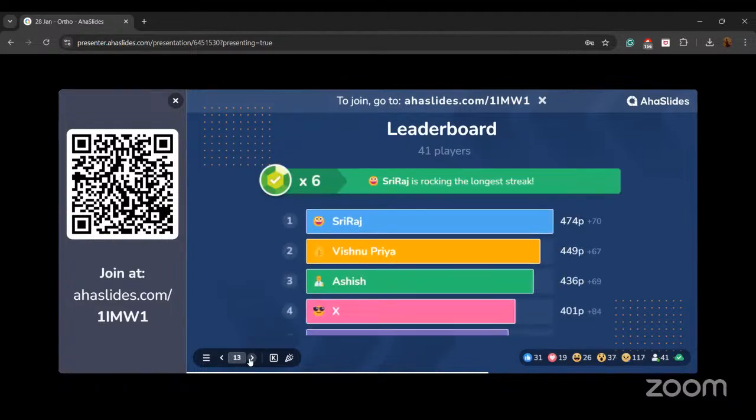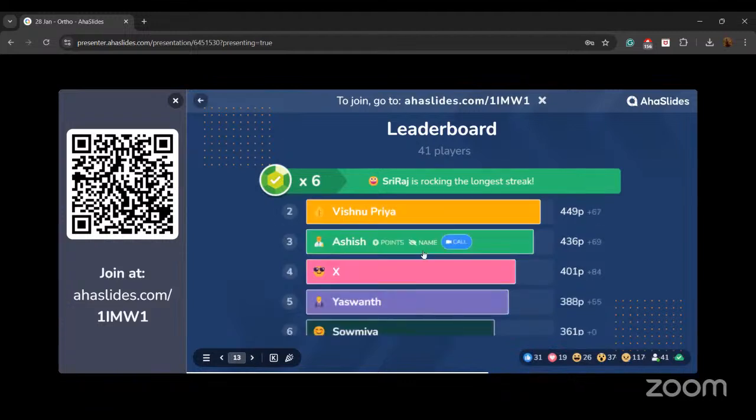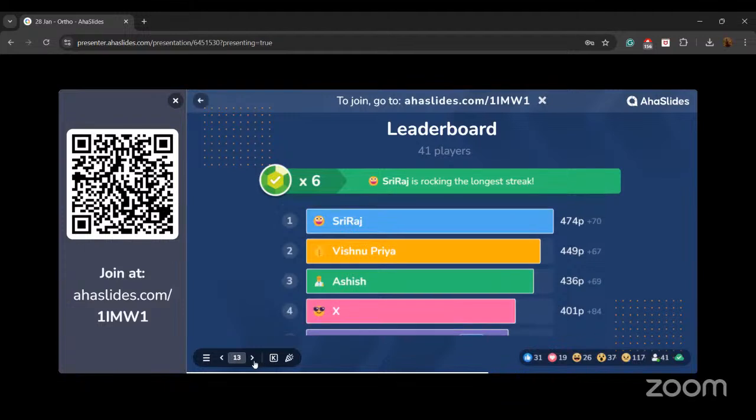Okay, we have Sriraj followed by Vishnupriya, Ashish, then X, Yashwant, and Soumya. Good going, guys. Let's move on to the seventh one.